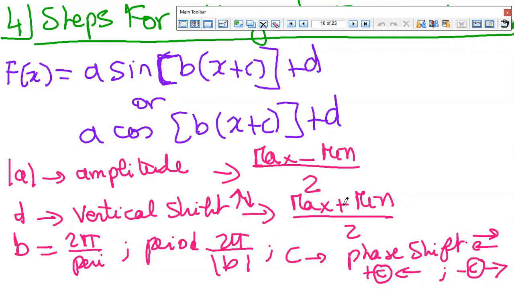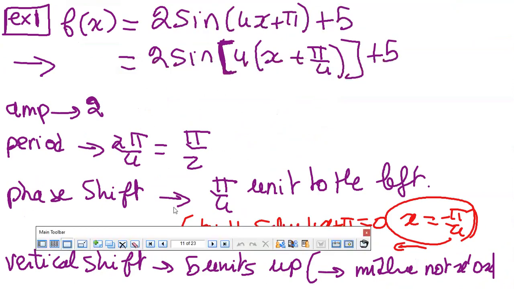It's the maximum value plus the minimum over 2. Now b here represents 2 pi over the period. It means if I want to find the period, it's 2 pi over the absolute value of b. And the c here represents the phase shift when I'm going left or right. If it's plus, it means I'm going to the left, and if it's minus, I'm going to the right. And now in the application, you will see how I can do it also differently. So let's start with the first example.